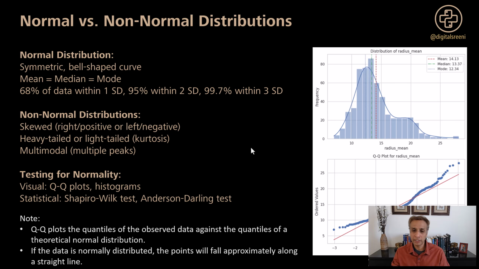A QQ plot is nothing but, if you look at the plot on the bottom, it shows you the red line. The red line is the theoretical distribution of a perfect normal distribution for that specific attribute that you're looking at. If the data is normally distributed, the points will fall along this red line. The more they deviate from the red line, the more deviation from normality. That's all it is. Obviously, in this case there is deviation, so it is not an ideal normal distribution.